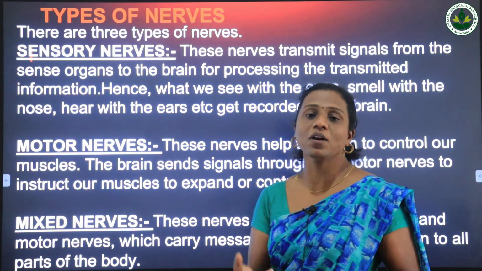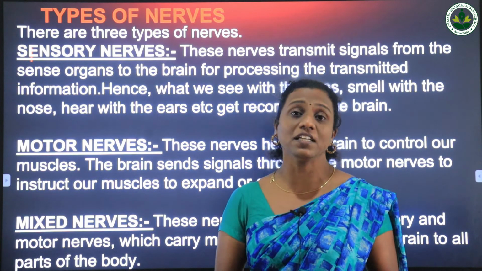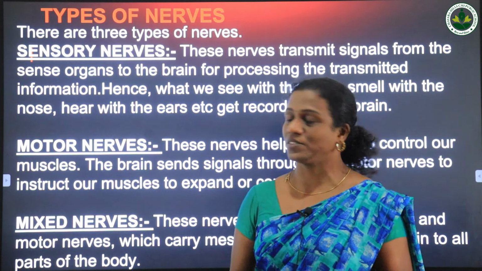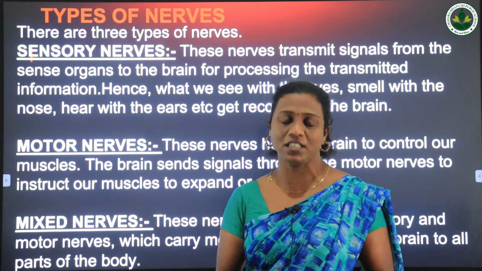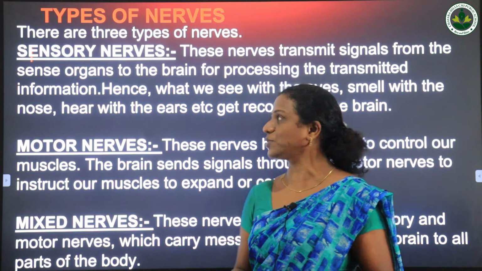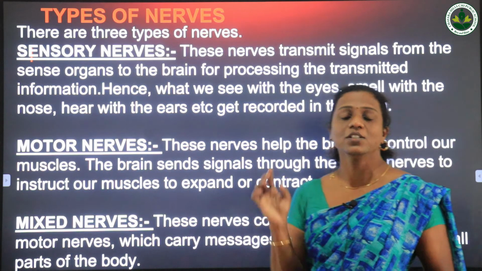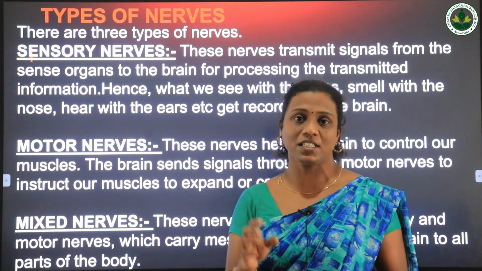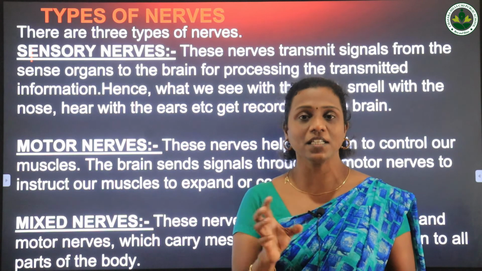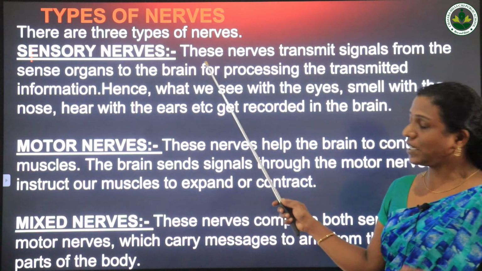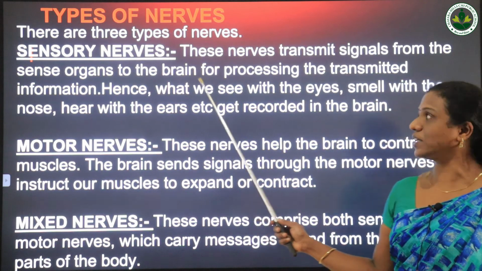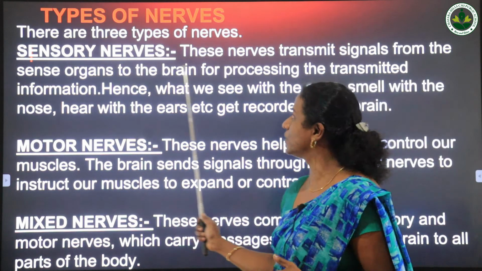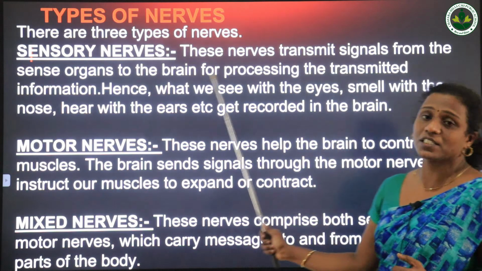So now we can check more about the nerves. The nerves are mainly classified into three: sensory nerves, motor nerves and mixed nerves. We can check what the functions of these nerves are. First one, sensory nerves. From the name itself we can understand it is related to sense organs. It mainly carries the messages from the sense organs to the brain. These nerves transmit signals from the sense organs to the brain for processing the transmitted information.